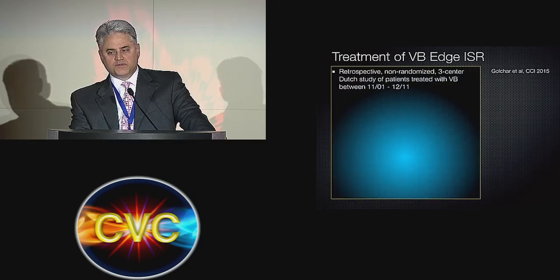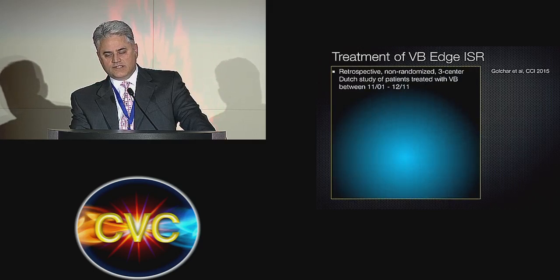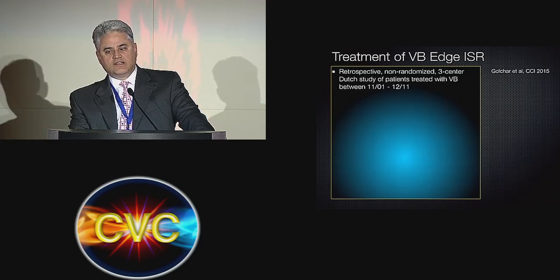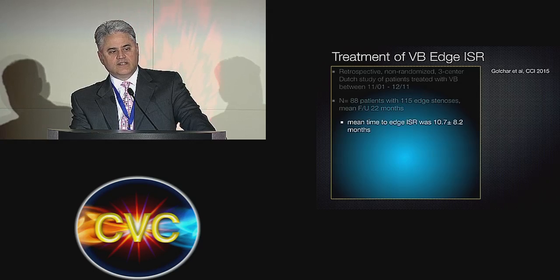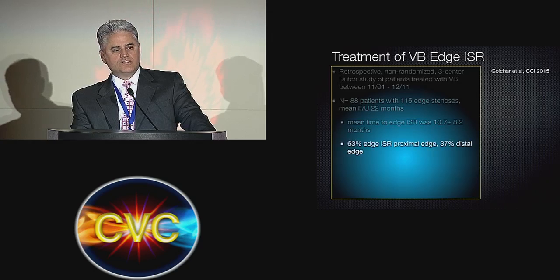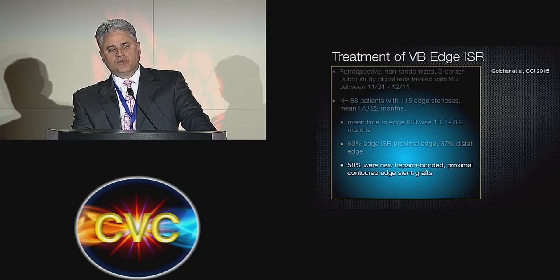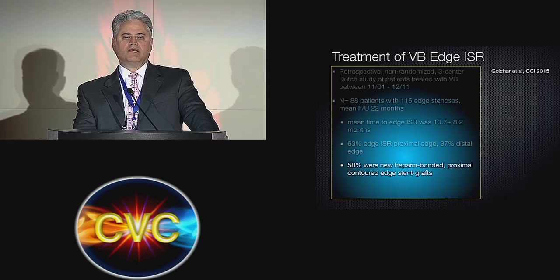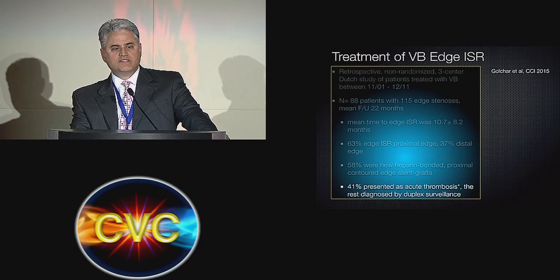This was a paper that was published earlier this year from the Netherlands. This was a 3-center Dutch study of patients over a 10-year period. With 88 patients, mean time to restenosis was 10 months. 2/3 of these were on the proximal end, 1/3 on the distal end. 58% of the total Viabahn population was with the new contoured device. 41% of these patients presented with acute thrombosis, and the rest were picked up by duplex.